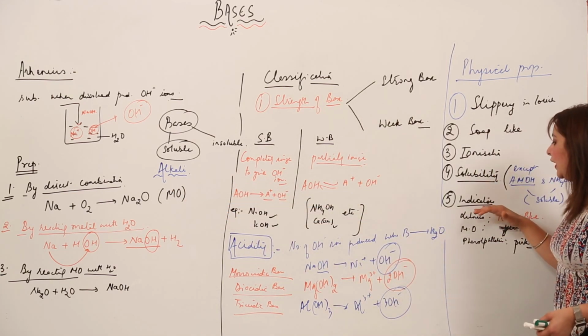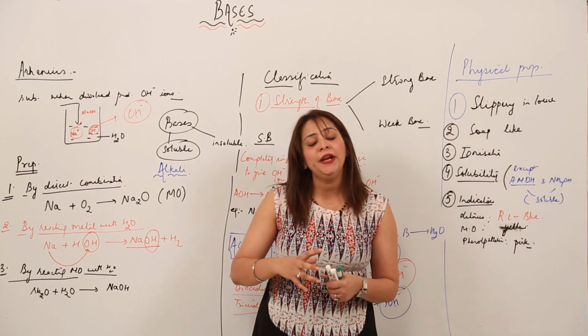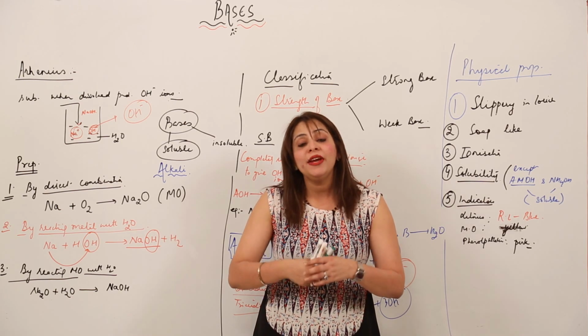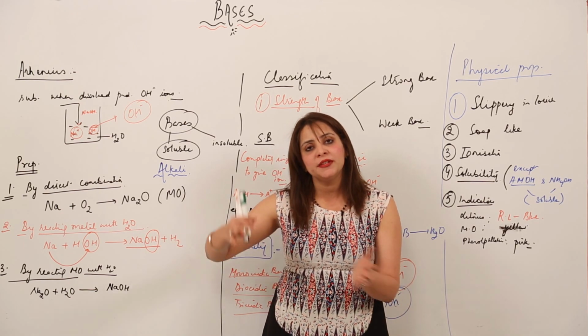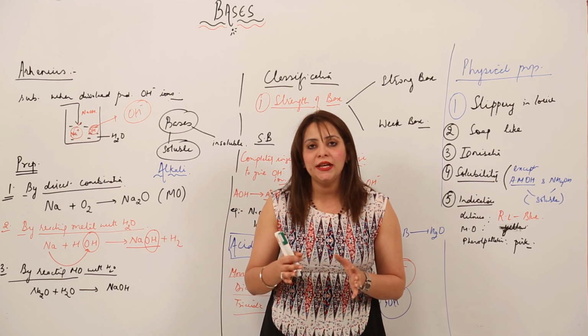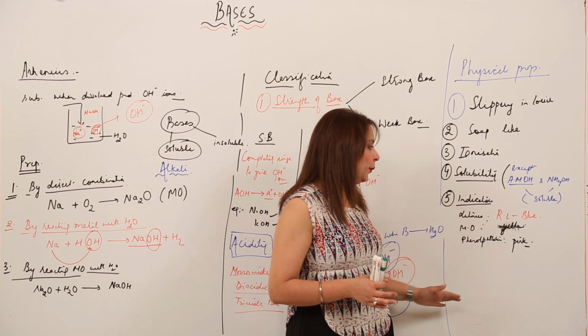And when we talk of indicators, as you know, indicators are certain substances which change their color when we add certain substances to them. We have a lot of indicators, and we will take up a separate topic for that. For now I am just using the normal indicators and telling you the effect of base on them.